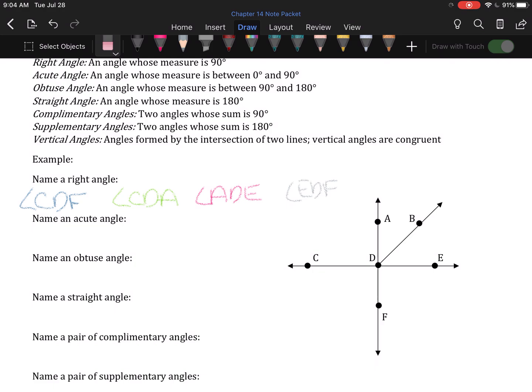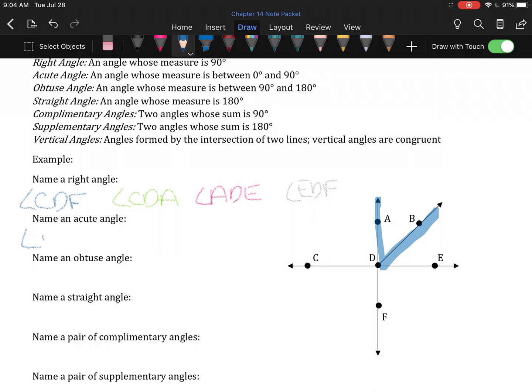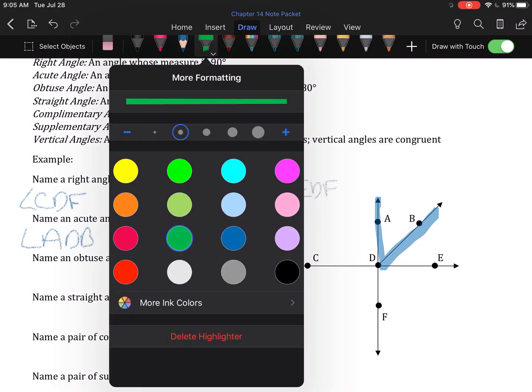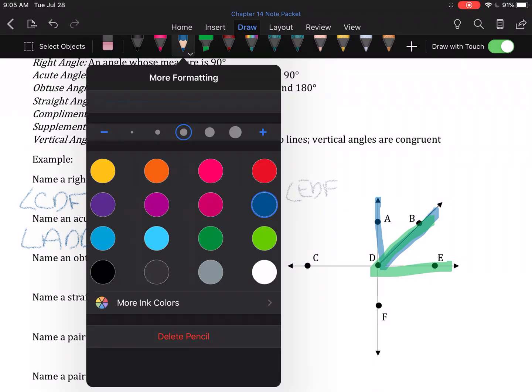Naming an acute angle. So acute is an angle whose measure is between 0 and 90. So it's smaller than that. Smaller than what we just did. There are 2 acute angles on this diagram. Angle ADB is acute. It is definitely smaller than 90 degrees. And angle BDE is also acute.